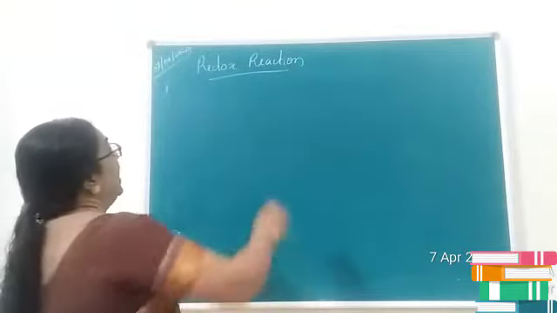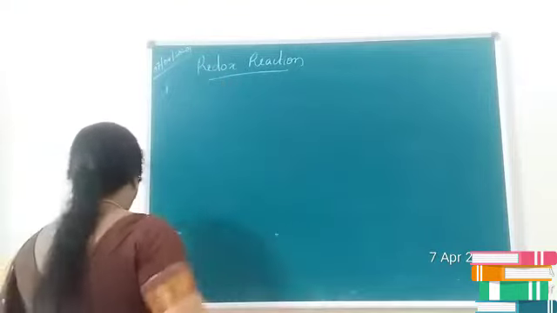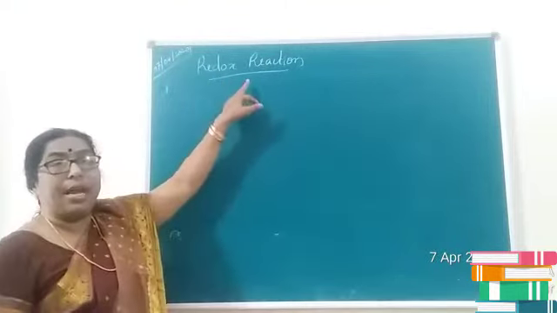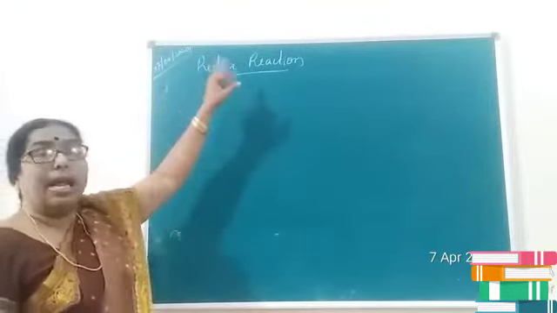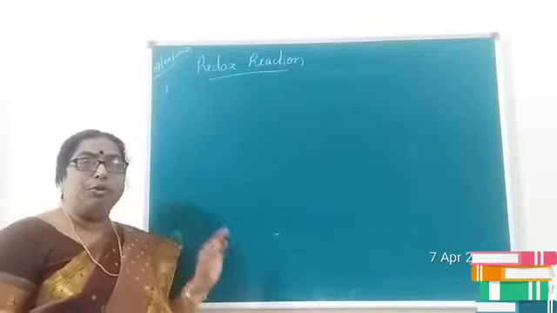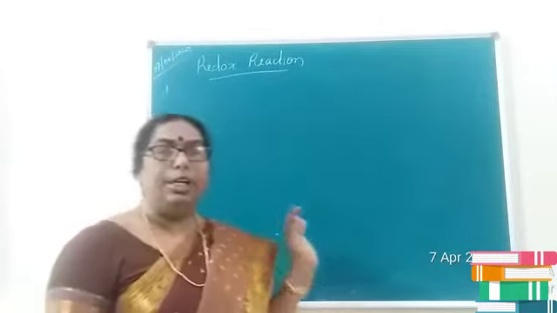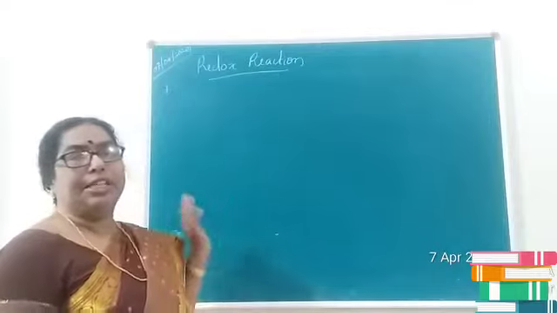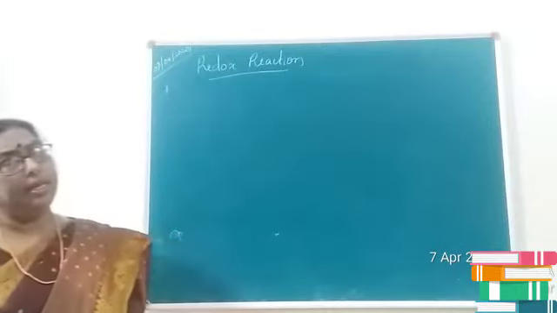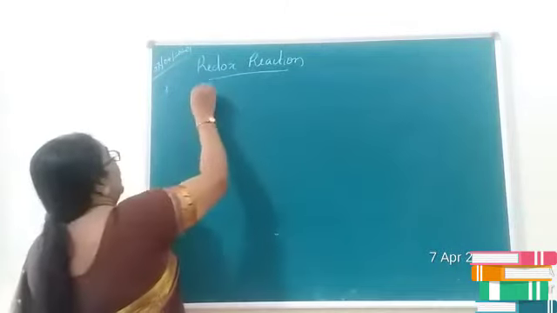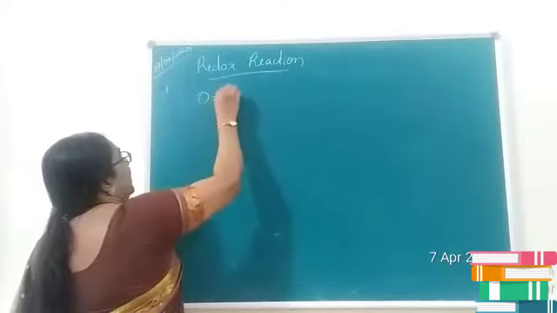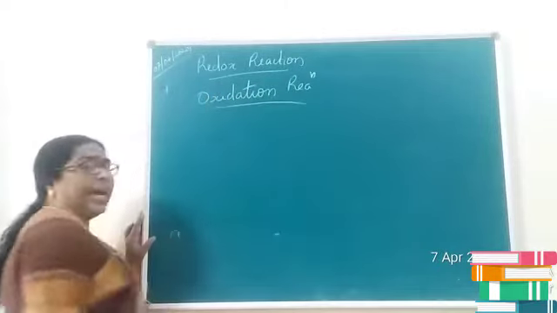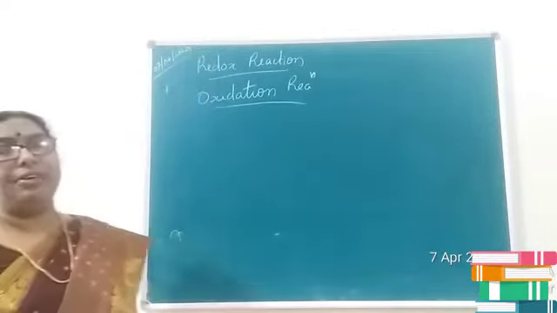Redox reaction. As the term indicates, it is a combination of two types of reaction, that is reduction and oxidation. Before defining the term redox reaction, let us differentiate between oxidation and reduction. Let us consider oxidation reaction first. We can define oxidation in different terms.